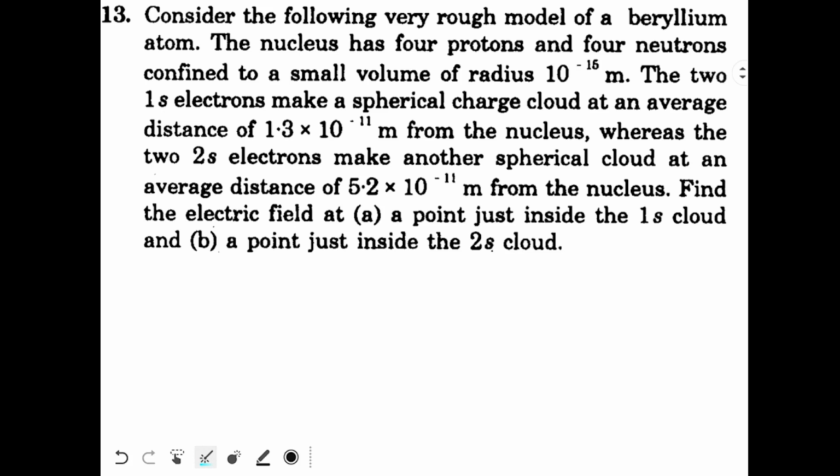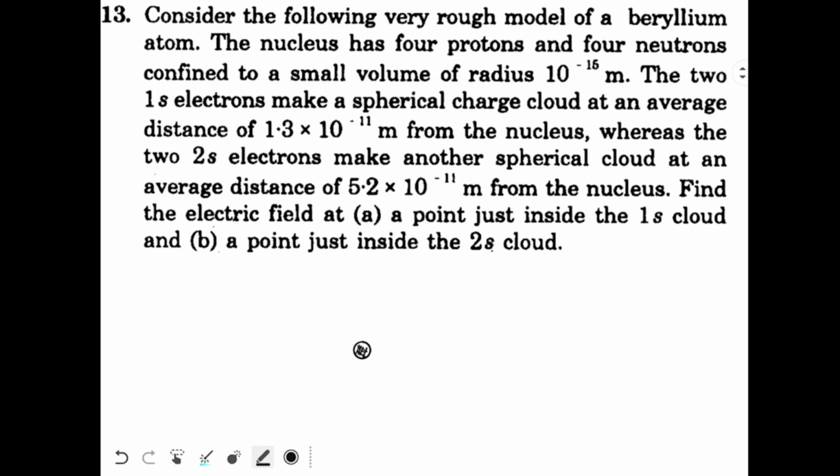Okay, now this is again question number 13 from chapter number 30 of H.C. Verma. Consider the following very rough model of a beryllium atom. The nucleus has 4 protons and 4 neutrons confined to a small volume of radius 10 power minus 15 meter. So let's draw them one by one. So this is your nucleus, a very tiny nucleus. Okay, this is your nucleus.